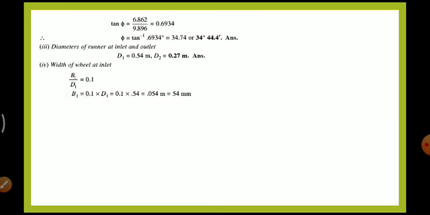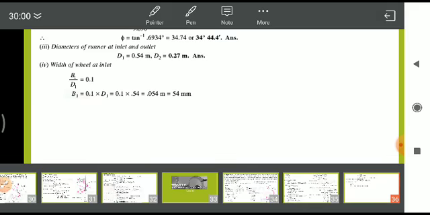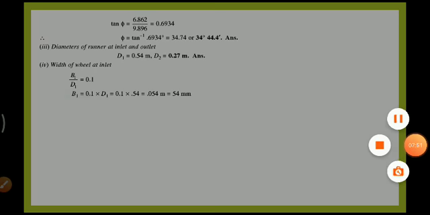The last thing we have to calculate is the value of d1 and d2. Already we will write the value. And the last one is the breadth of the wheel. Since b1 by d1 is given, we can calculate the value of b1 as 0.1 times d1. So it will be 54 mm. So we have calculated all the values. So our calculations are over. Thank you.